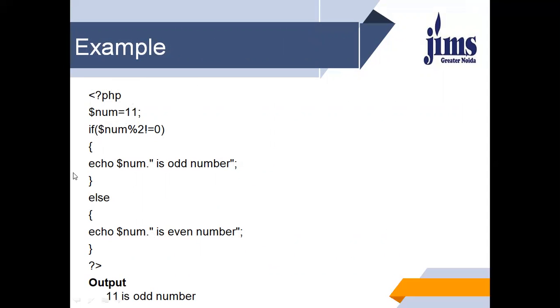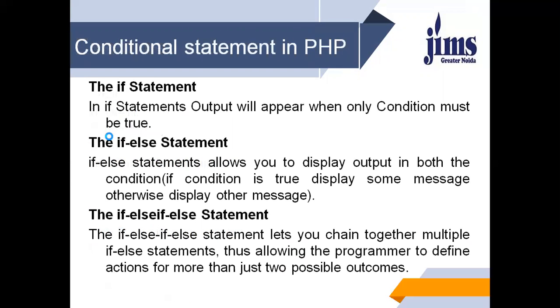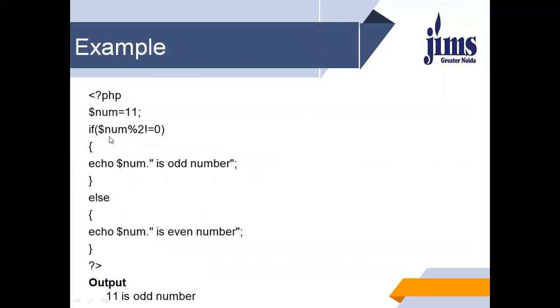Let's see one small example. Here, you are assigning the number 11 to a variable num, dividing it by 2 and checking whether the remainder is 0 or not. If the remainder is 0, it will print number is even number, else it will print number is odd number. So likewise you can put multiple else if also, depending on your requirement.